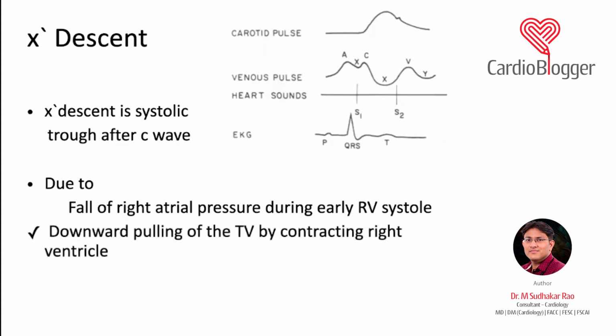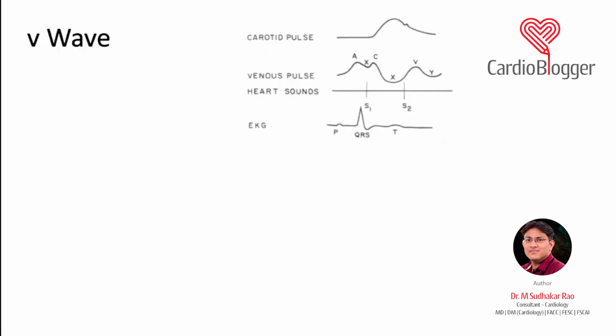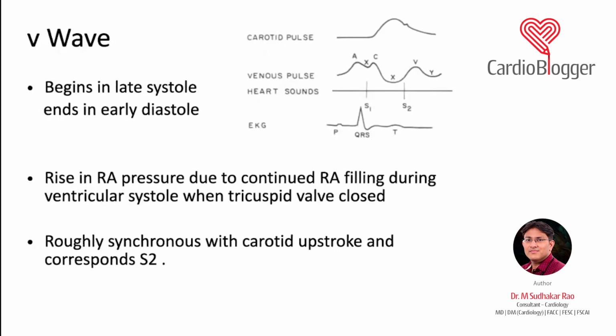It is also due to the downward pulling of the tricuspid valve by the contracting RV, so the RA floor comes down. This point you should just remember, it may be important theoretically, not much practically. Now V waves, as I already told you, begin in the late systole and end in the early diastole. So ideally, historically it is a systolic wave, but it goes into the diastole.